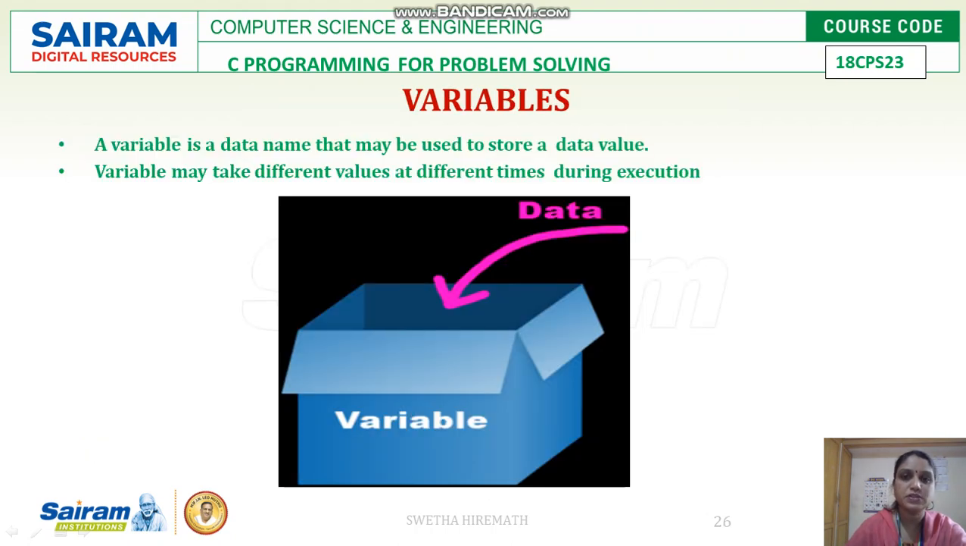So coming to the variables. Till now we are clear with the constant value. What does a constant mean? Its value doesn't change throughout the execution of a program. Next, moving on with the variables.